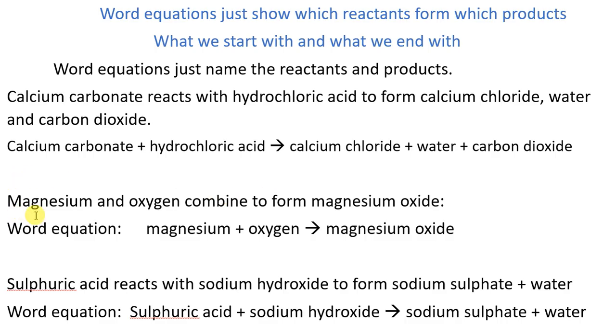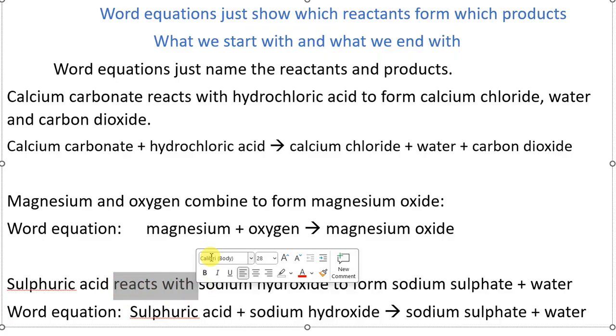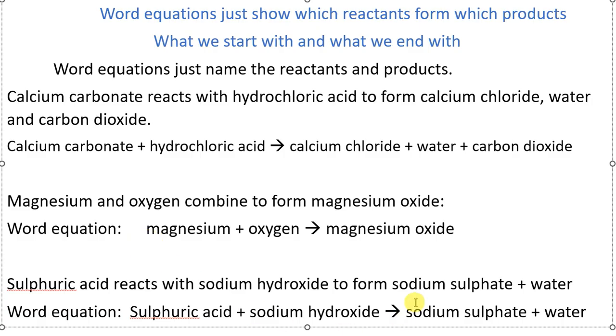Another. Magnesium and oxygen combine to form magnesium oxide. My word equation, what I start with, magnesium and oxygen, they're reacting together to form magnesium oxide. Last, sulfuric acid reacts with sodium hydroxide to form sodium sulfate and water. For my word equation, what I begin with, sulfuric acid and sodium hydroxide. My sentence said reacts with, and that's indicated by the arrow. I get sodium sulfate and water. Done.